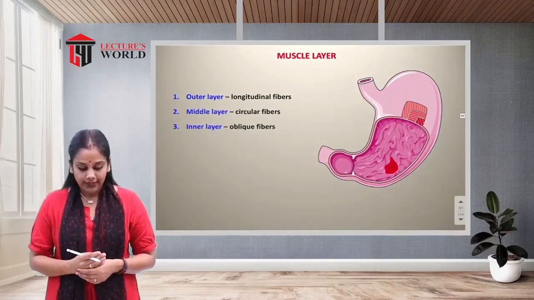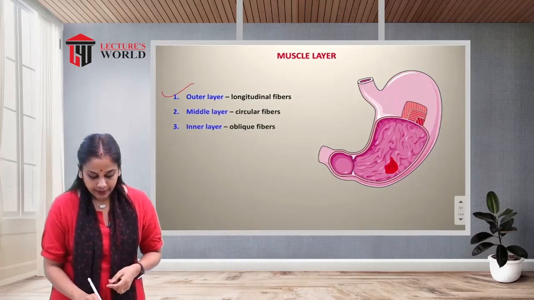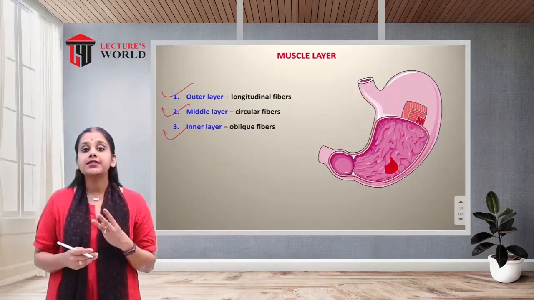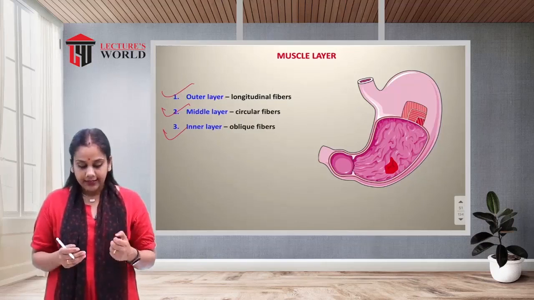Now muscle layer, okay. So it contains 3 layers, okay. First one is the outer, middle and inner layer. 3 muscle layers are there. There is modification in the middle as well as inner layer.